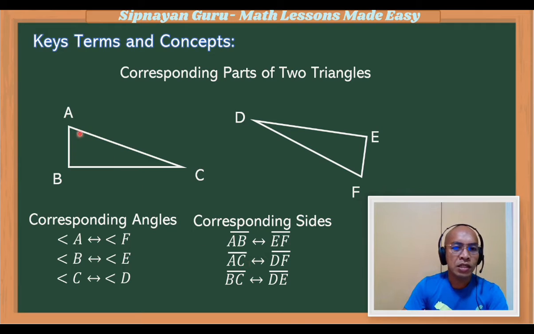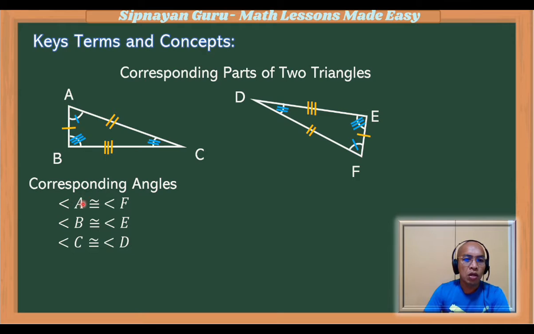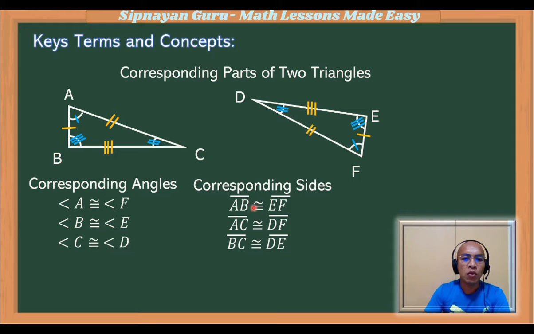When it comes to sides, side AB corresponds to side EF, and side AC corresponds to side DF. And lastly, side BC corresponds to side DE. As reflected on the illustration, angle A is congruent to angle F, angle B is congruent to angle E, and angle C is congruent to angle D. Same is true with the corresponding sides. Segment AB is congruent to segment EF, AC is congruent to DF, then BC is congruent to DE.